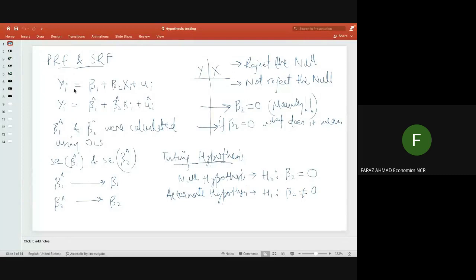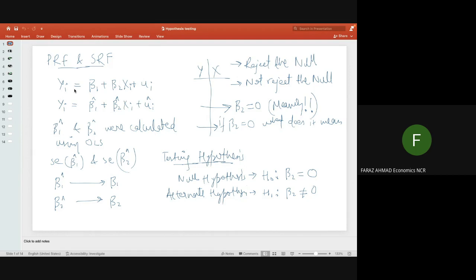So we started the hypothesis testing part. Just a quick recap. We are talking about a simple regression with one y and one x variable, y being the dependent variable and x is the explanatory variable. And we went forward to calculate the estimators beta 1 hat and beta 2 hat, and then their standard errors.